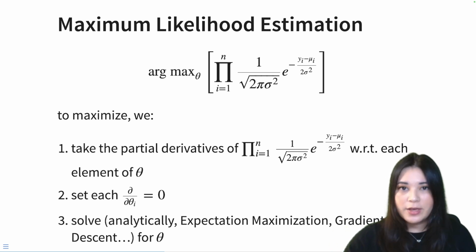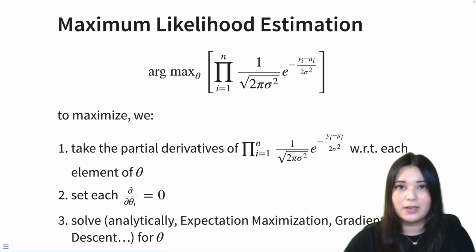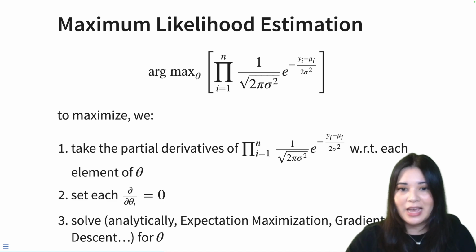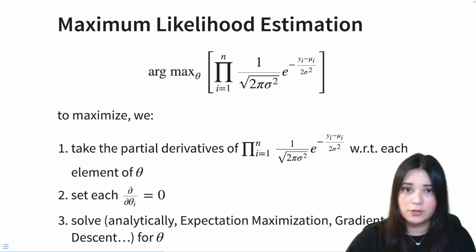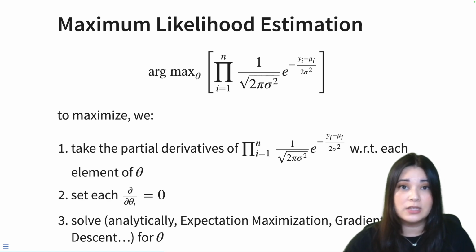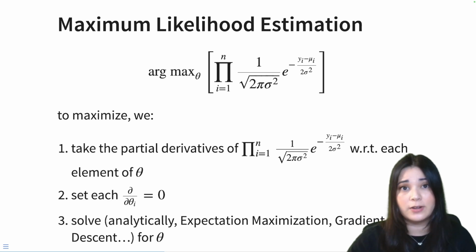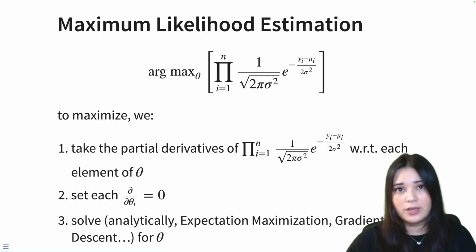If we have a function, like the likelihood function, that we want to maximize, one of the tried and true ways that we can do that is just to take the partial derivatives of the function with respect to all of the different parameters, and then set each of those partial derivatives to 0. Remember, when our partial derivatives are 0, those are points where we expect the minima and maxima of our functions.